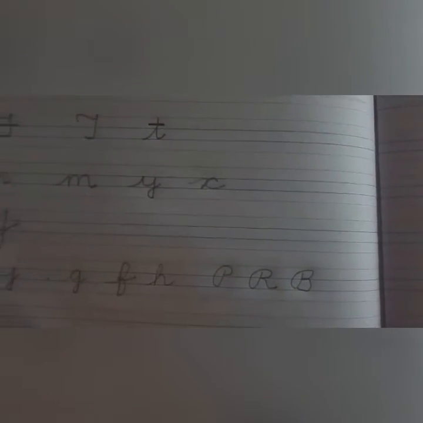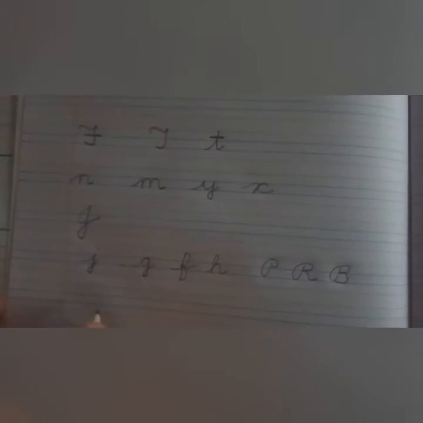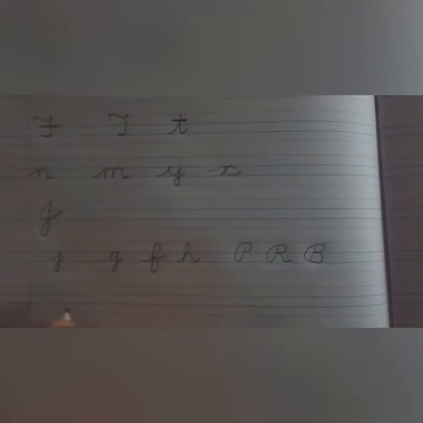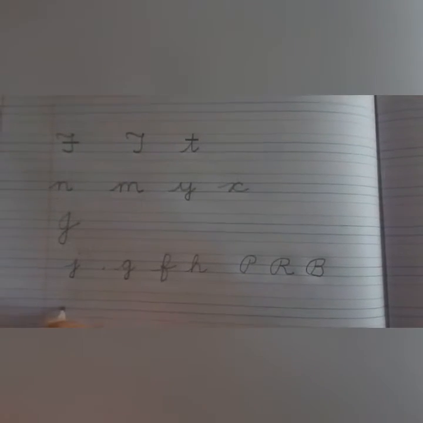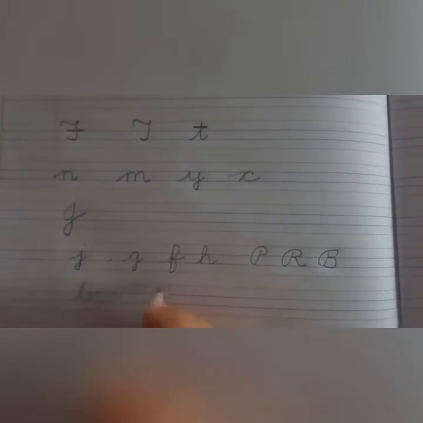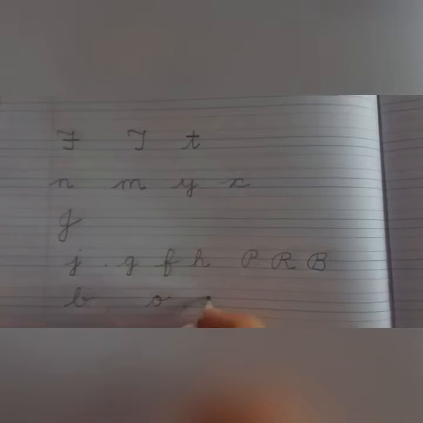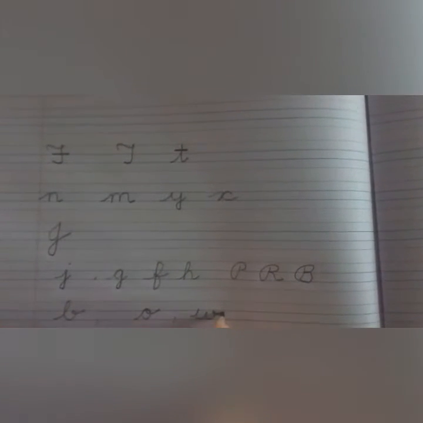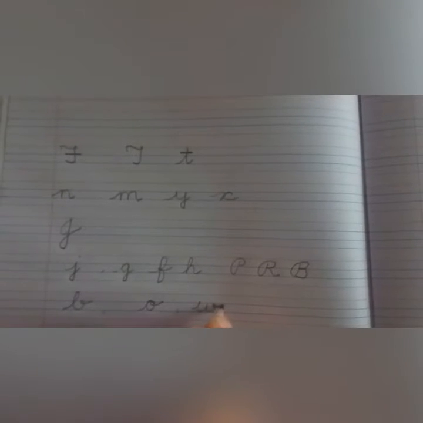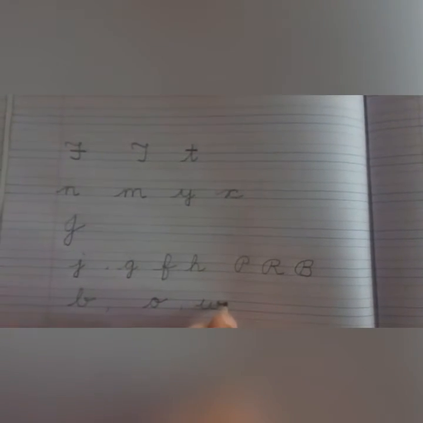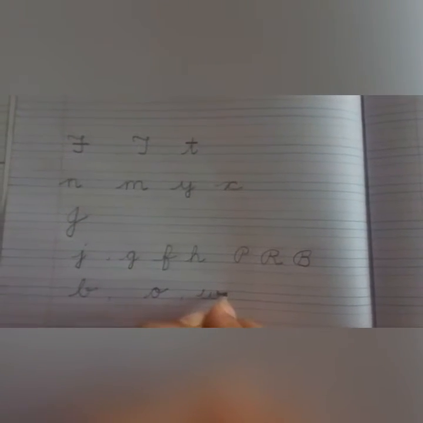Now check stroke. Last but not the least is the check stroke. In this stroke, you finish the letter with a small curve to end, as if small b, small o, small w. So these are all the check stroke. What we call it, children? Check stroke. So you have to be particular about all the strokes you have to learn in your cursive.